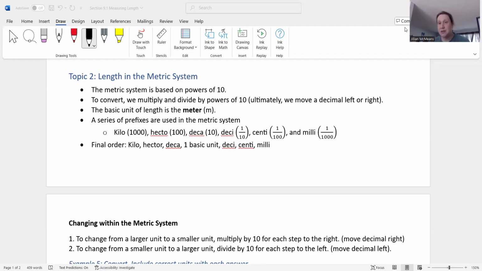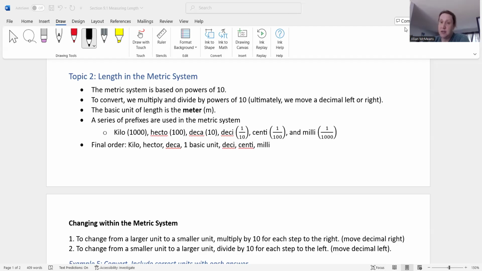It's also easy to work within. We don't really have to do the whole dimensional analysis. There's a shortcut for us, because the metric system is based on powers of 10. So powers of 10 being like 10, 100, 1,000, 1/10, 100th, 1,000th. And because of that, it makes converting within the metric system really easy. You're basically just moving decimals to the left or to the right.